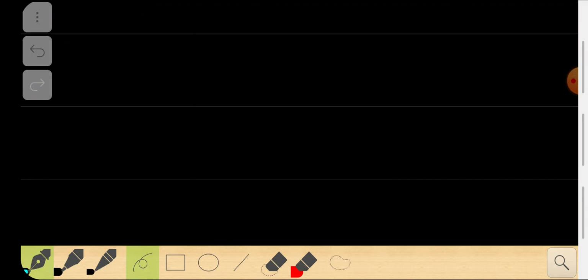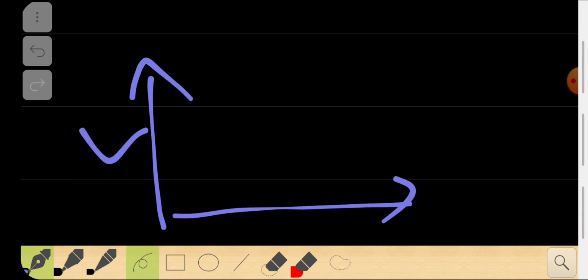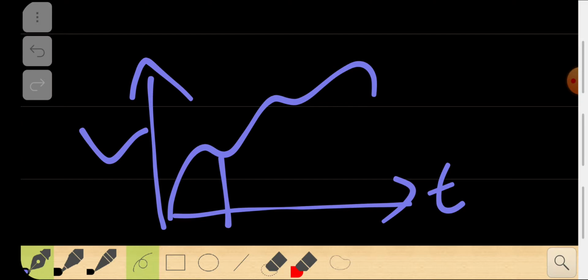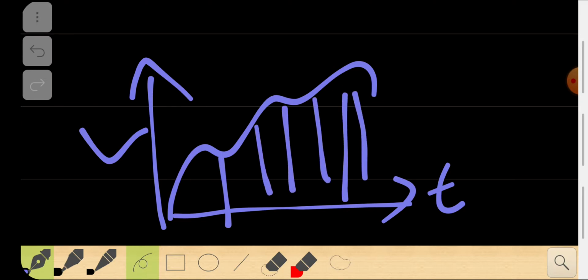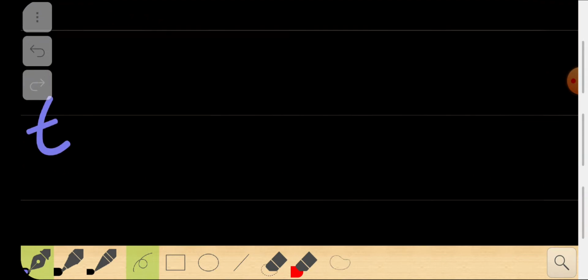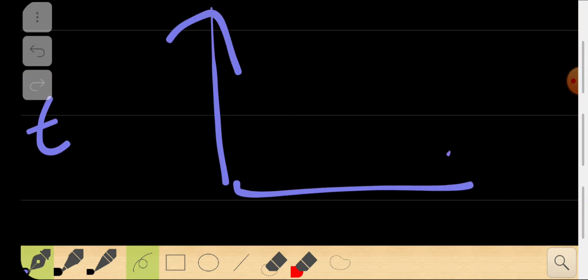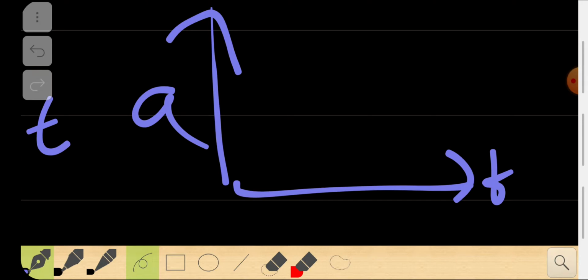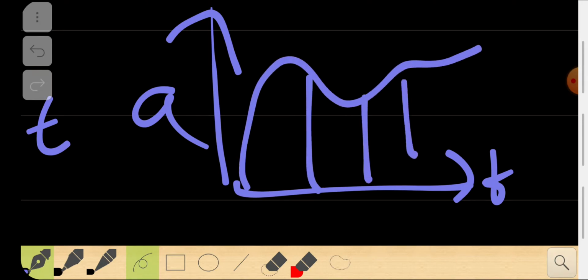And for, say, the velocity versus time graph, the area under the curve will be the displacement, the total displacement, and for the acceleration versus time graph, the area under the curve will be the total velocity. So that's a thing I have made clear in the last lectures.